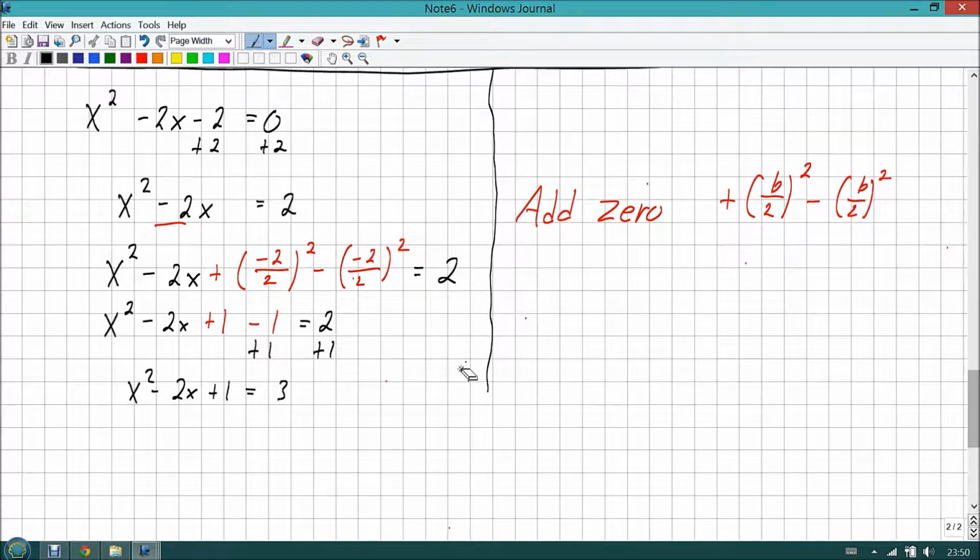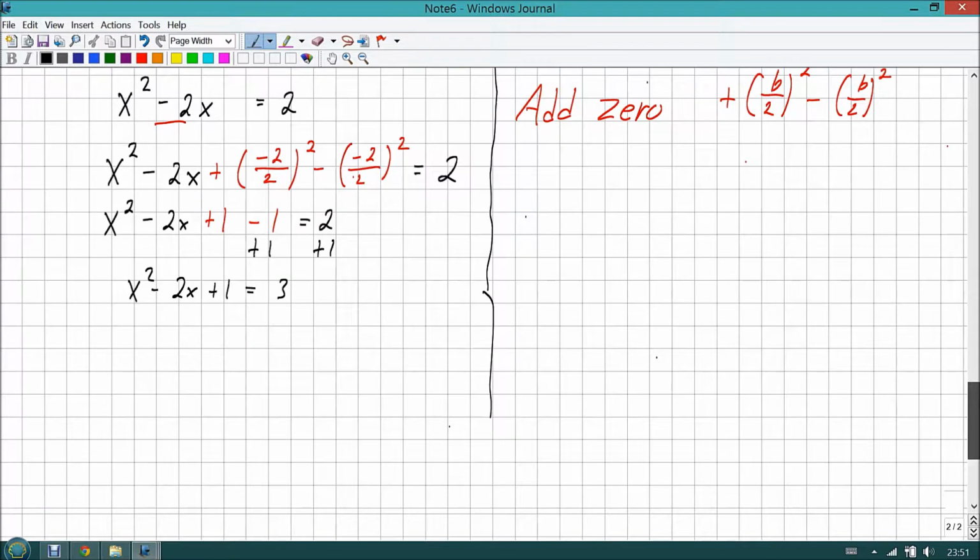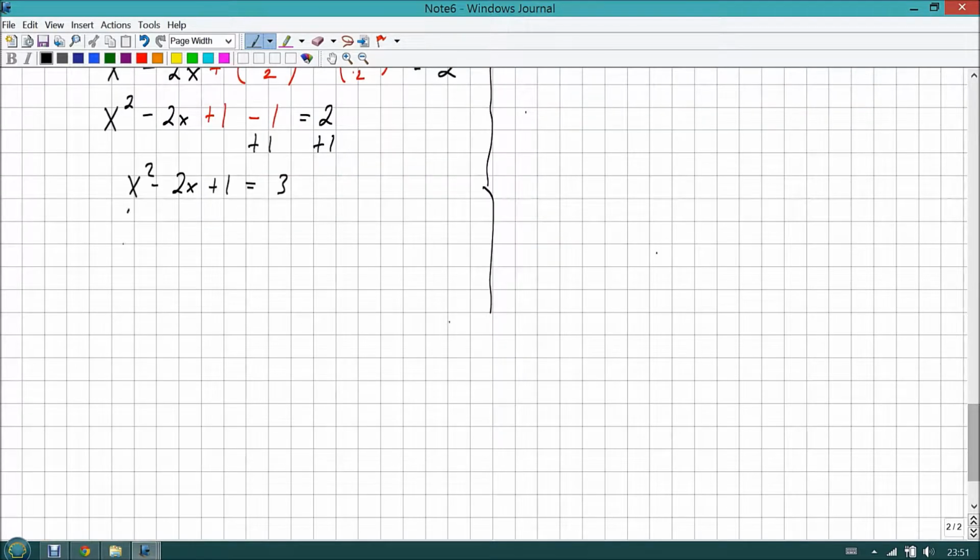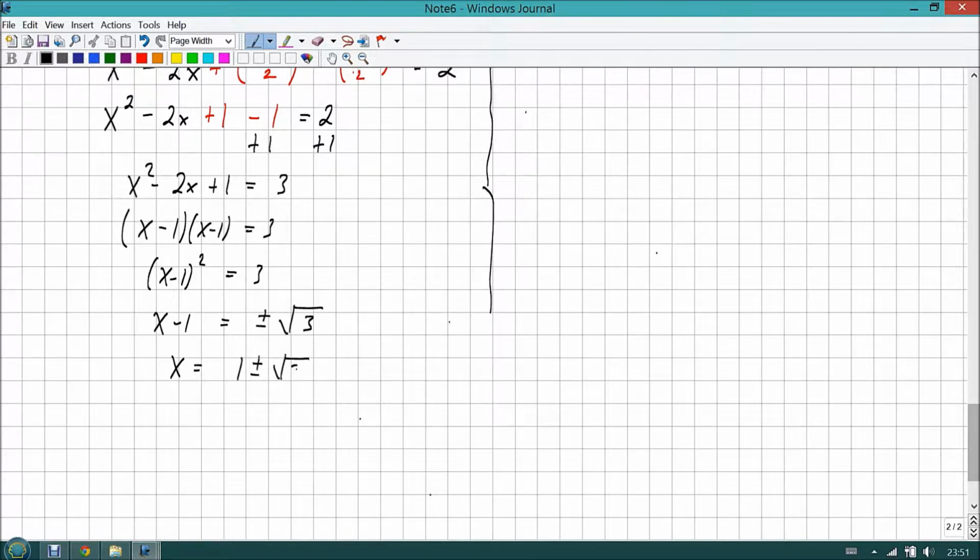This portion will always factor into a perfect square because it's designed to. And when we do that, we get x minus 1 times x minus 1 is equal to 3, which gives us x minus 1 squared is equal to 3. Take the square root of both sides. We have x minus 1 is equal to plus or minus the square root of 3. Add 1 to both sides, and we have x is equal to 1 plus or minus the square root of 3.